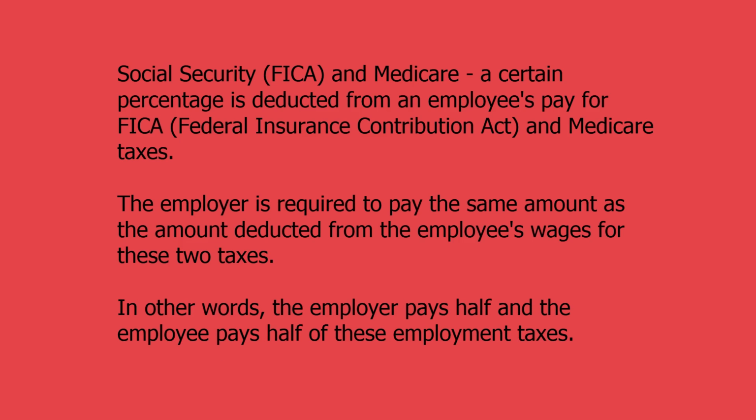Social Security (FICA) and Medicare: a certain percentage is deducted from an employee's pay for FICA, Federal Insurance Contribution Act, and Medicare taxes. The employer is required to pay the same amount as the amount deducted from the employee's wages for these two taxes. In other words, the employer pays half and the employee pays half of these employment taxes.